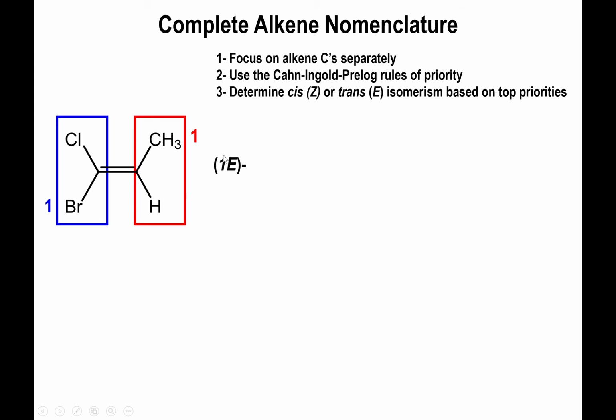And notice that we are using parentheses the same way we did for the R and S configurations of stereoisomers. And that precedes the entire name of the molecule. So this is your 1-bromo, 1-chloro, 1-propene.